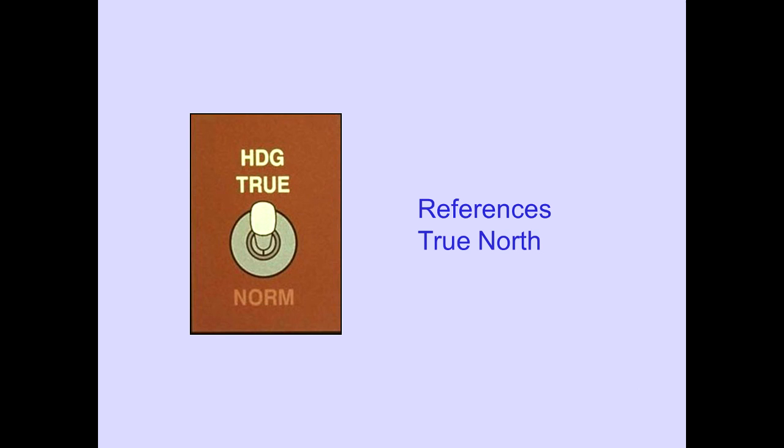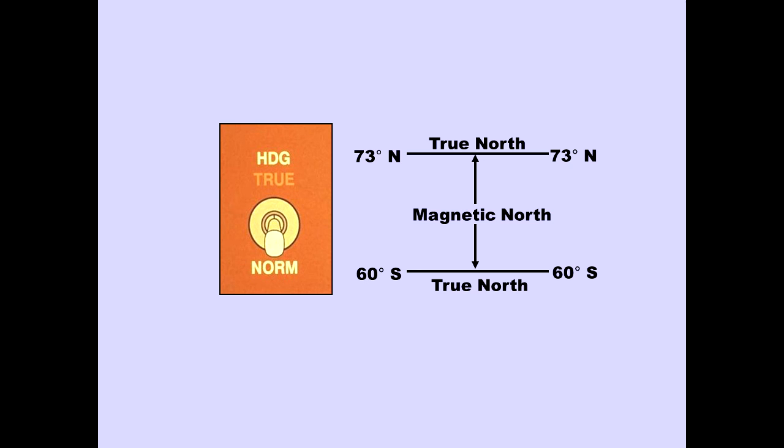The true position of the heading reference switch selects true north as the reference. The normal position of the heading reference switch selects magnetic north as the reference between 60 degrees south latitude and 73 degrees north latitude.